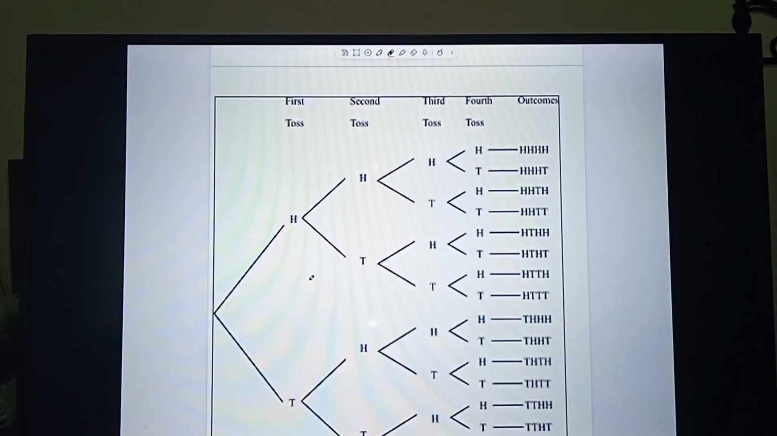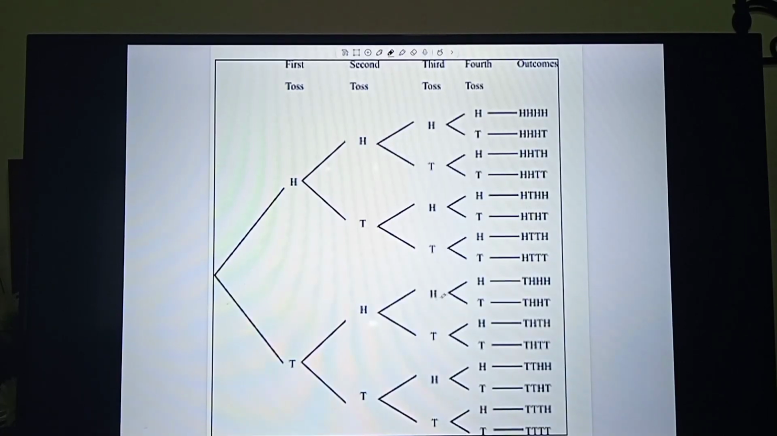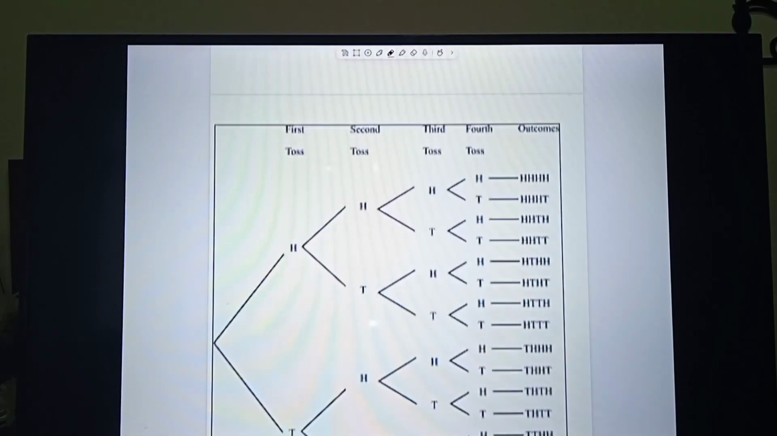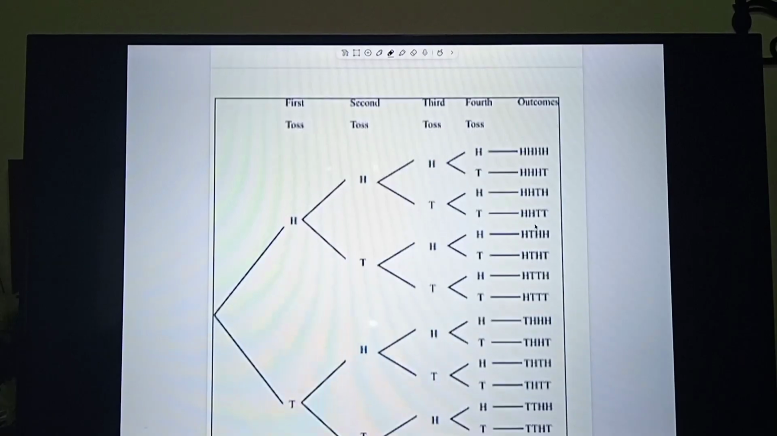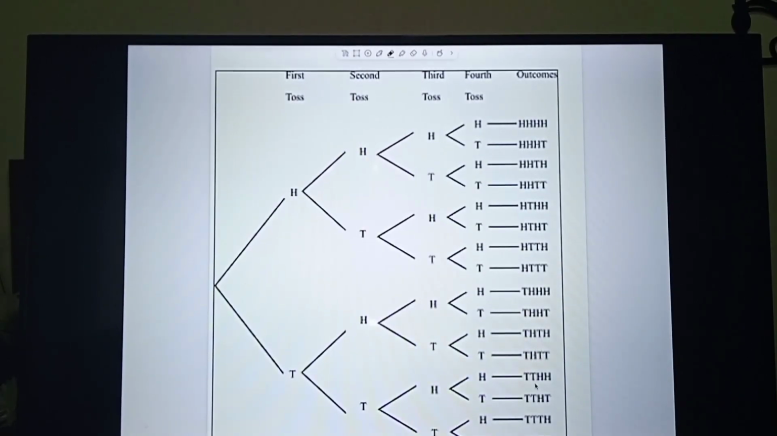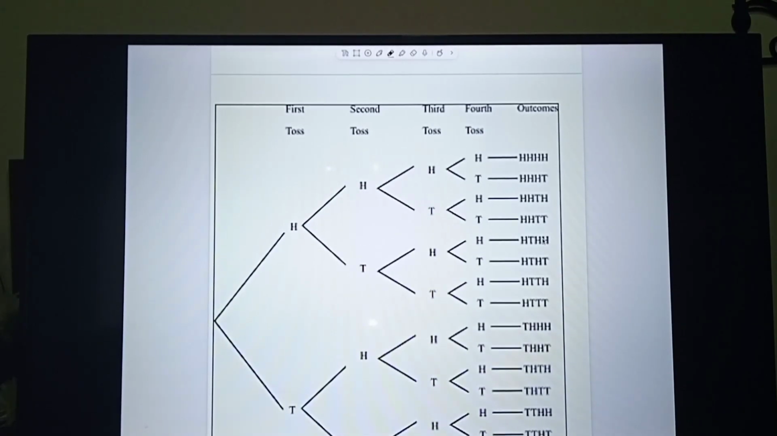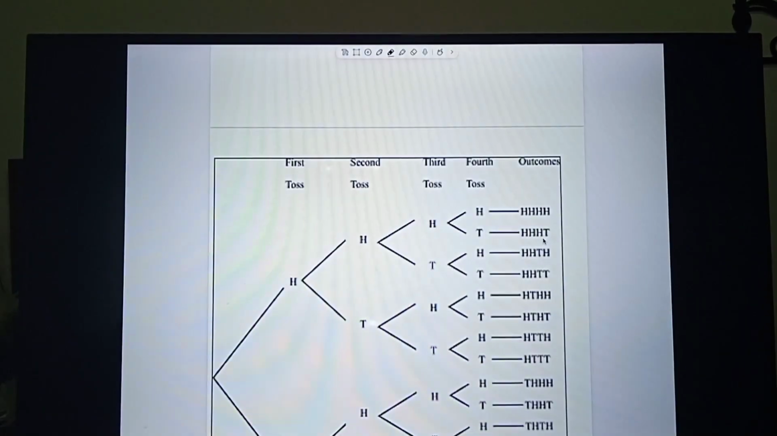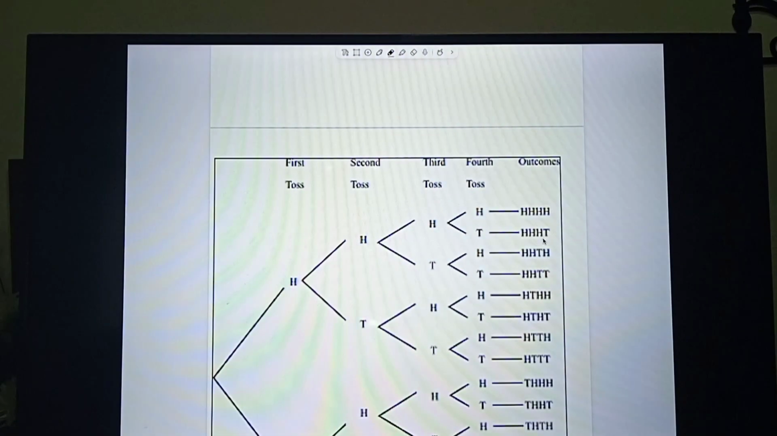Similarly, in the third toss, you will get 8: head, head, head, then head, head, tail, then head, tail, head, then head, tail, tail, then tail, head, head, then tail, head, tail, and then tail, tail, tail. In 4 tosses, this will be your final sample space, or all possible outcomes. Now if you continue this, the tree diagram will also get complicated.